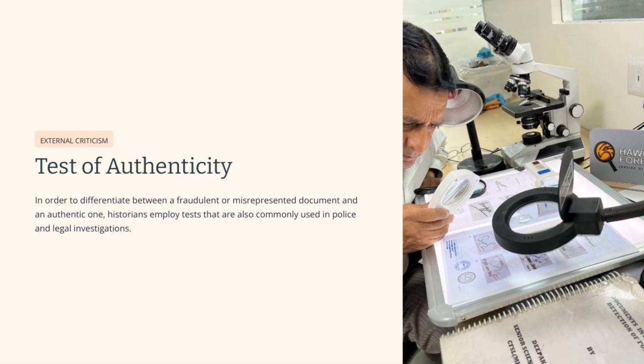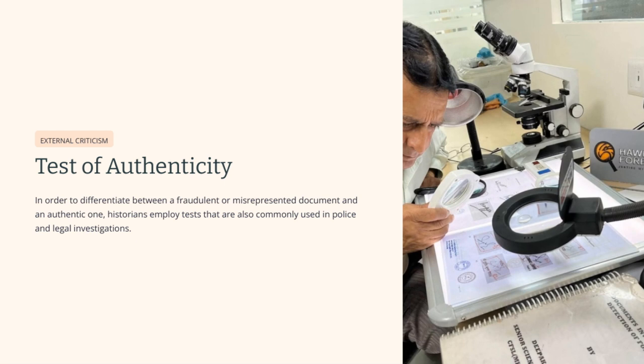External criticism involves examining the physical and contextual aspects of a document, things like the material, handwriting, ink, and the provenance or history of the document itself. The goal is to verify whether the document's external features align with what we expect from a genuine artifact.